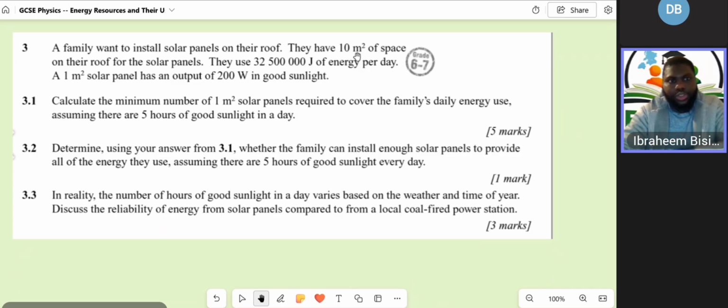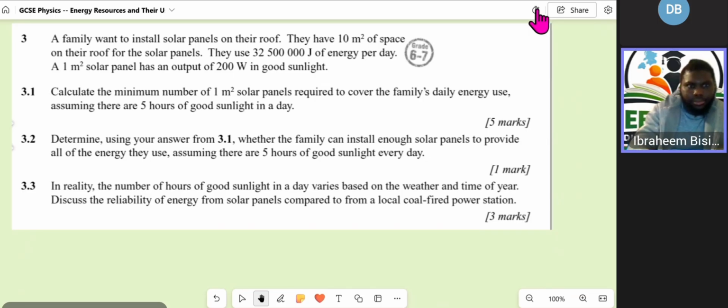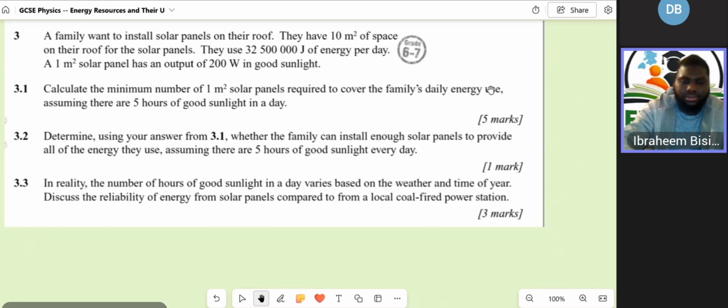So perhaps we should be looking at a maximum of 10 solar panels, so less than or equal to 10, because 10 times 1 will give us 10 square meters. So to start with, question 3.1, let me do the working by the side below.